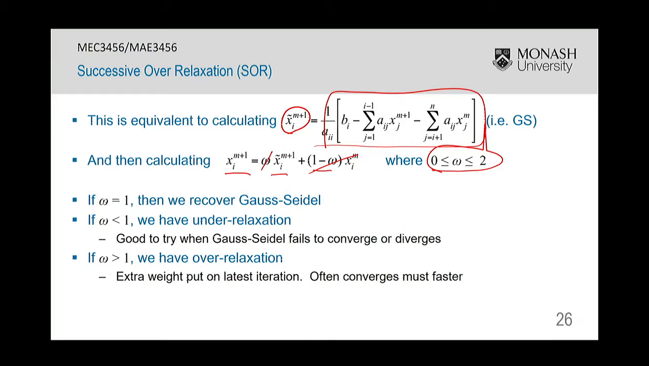For omega greater than 1, we have over-relaxation, and that's really what we're going to be considering in this unit. Effectively what we're saying is extra weight is put on the latest iteration, and we're going to discount the previous guess a little bit. Successive over-relaxation often converges much faster than Gauss-Seidel, really significantly faster. There is an optimum value of omega, which depends on the problem, and you can't normally figure out what this optimum value is in advance. Let's have a bit of a look at how we can try and estimate it, however.